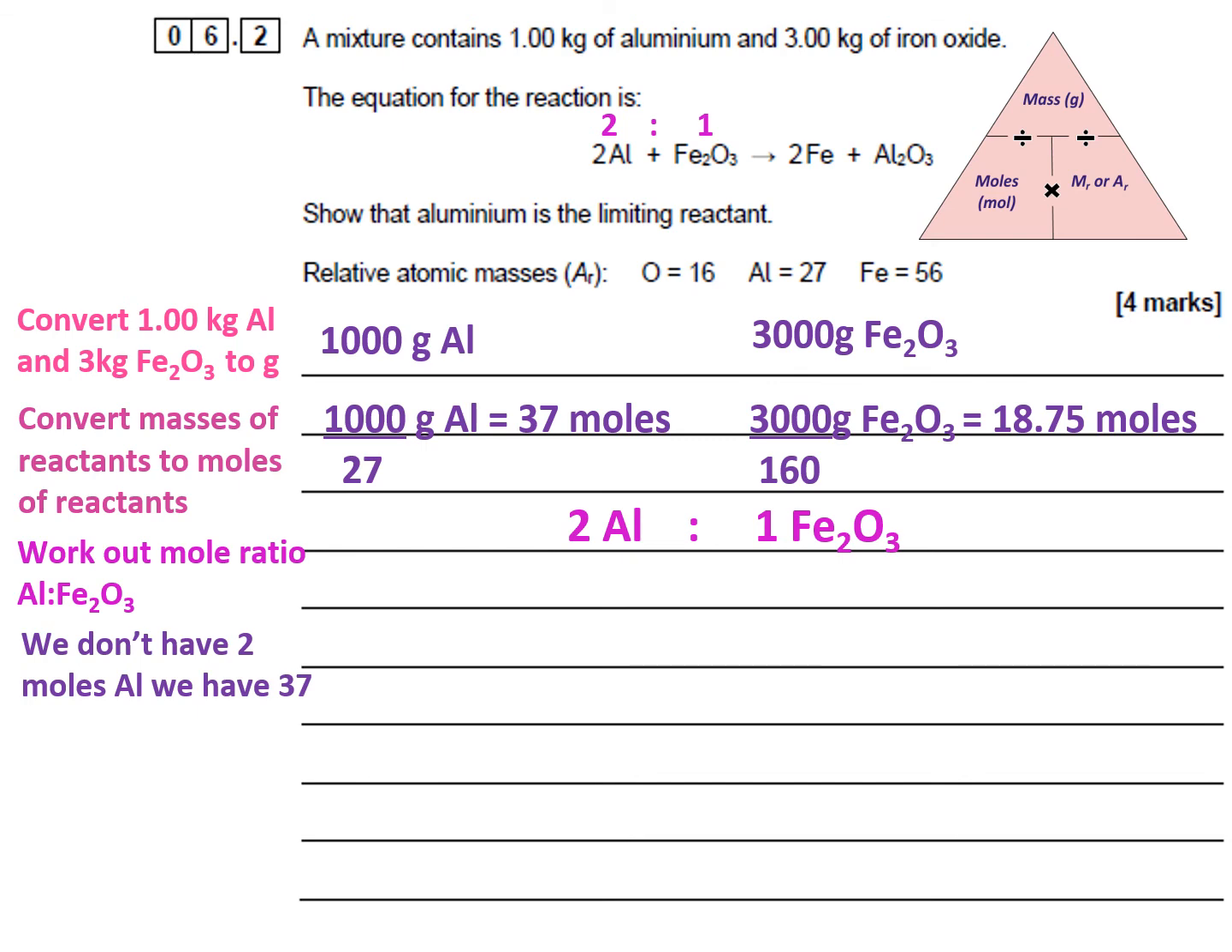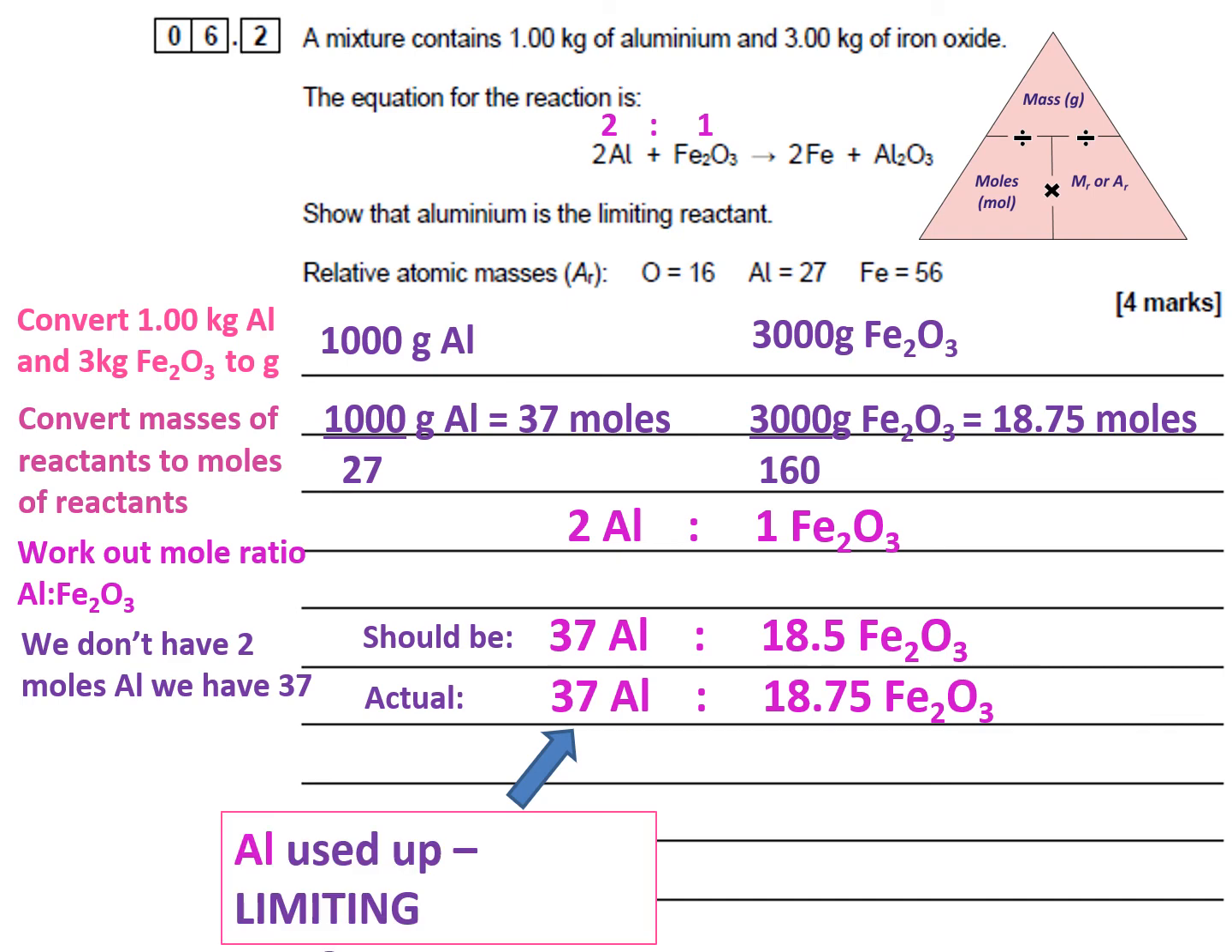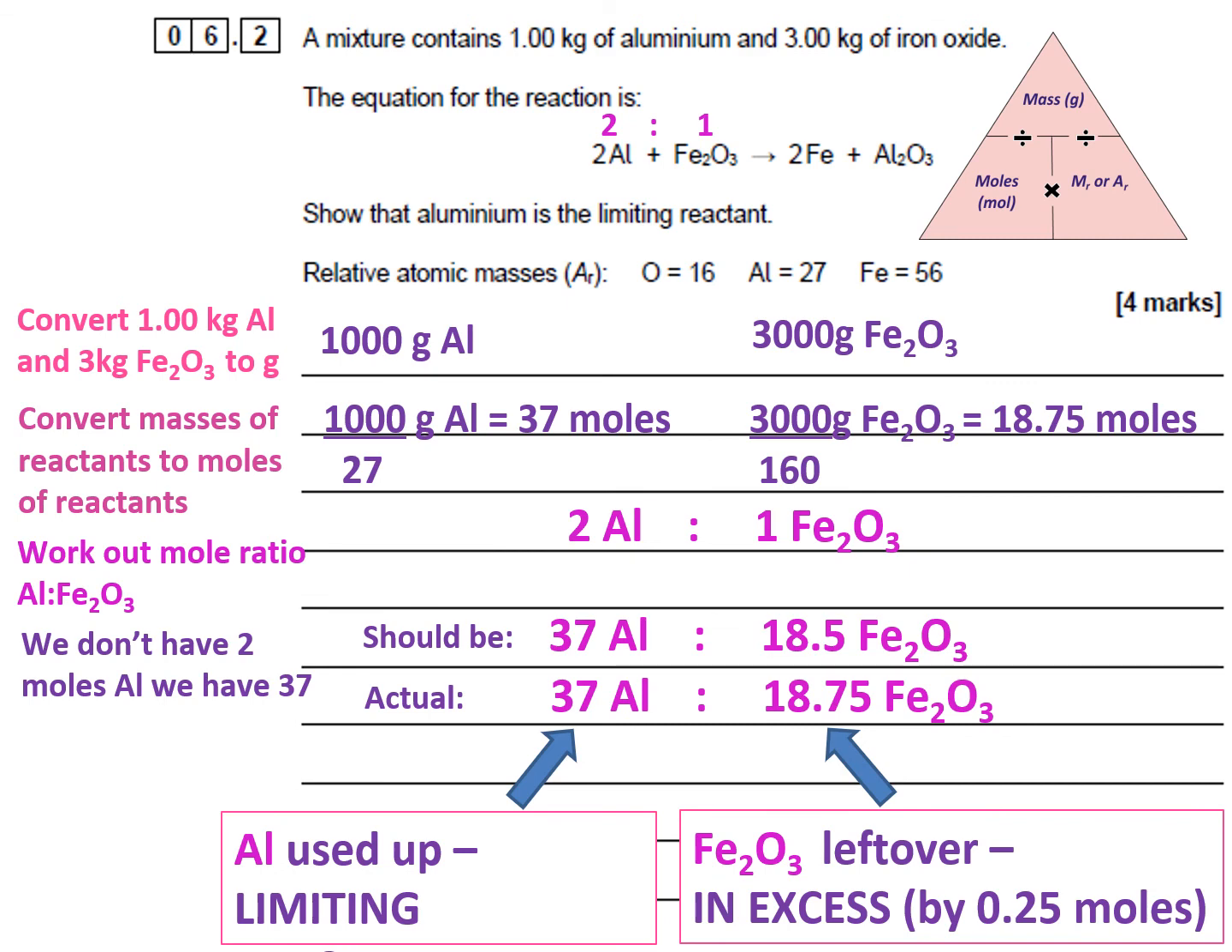So if we had 37 moles of aluminium, how many moles of iron oxide would we need to react with it? Notice 18.5, half as much, and we've actually got 18.75. So all of our aluminium can react with 18.5, so there's 0.25 of iron oxide in excess. Hence, we should be able to say that the aluminium is our limiting reactant because there is excess iron oxide left over, that small amount left over at the end.